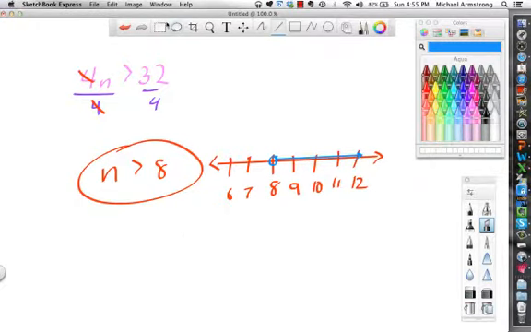And that's our graph. Greater than 8, so 9 works, 10 works, 11 works, 12 works, and every number bigger than 8 works, as well as some of the numbers that are decimals like 8.1, 8.5, things like that.